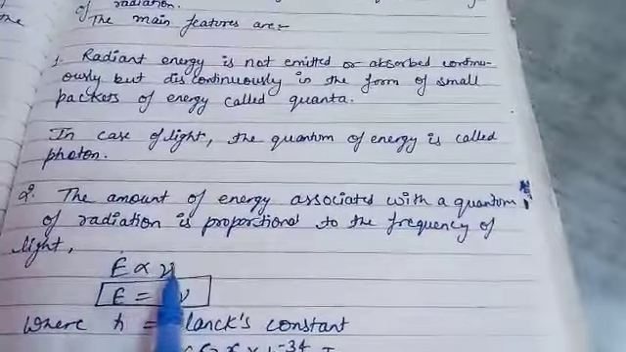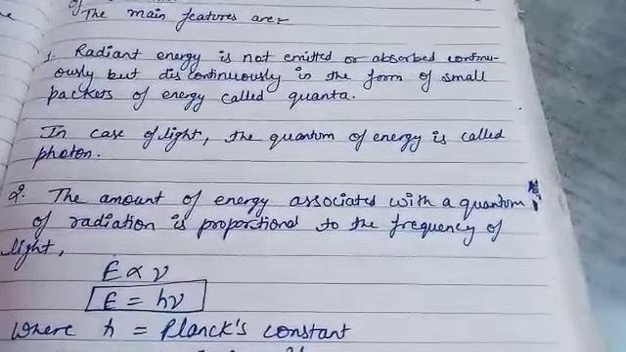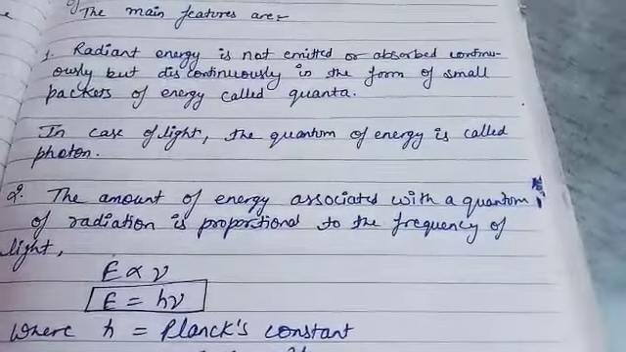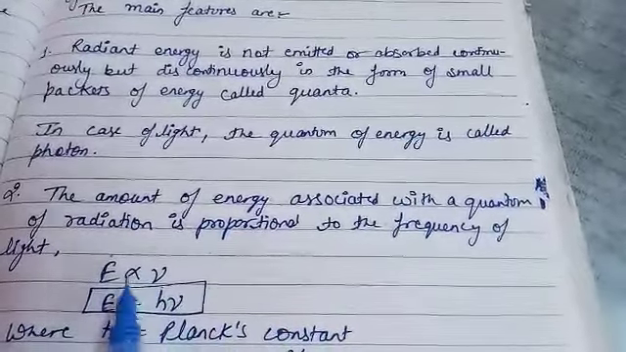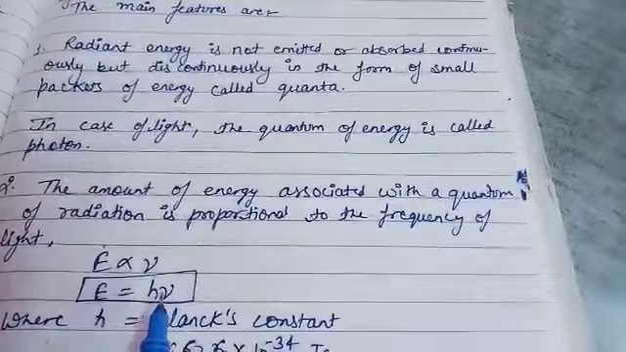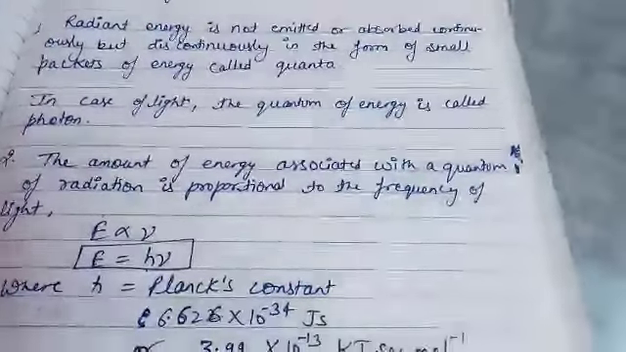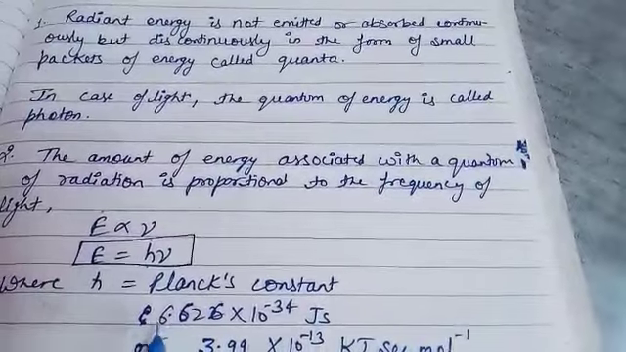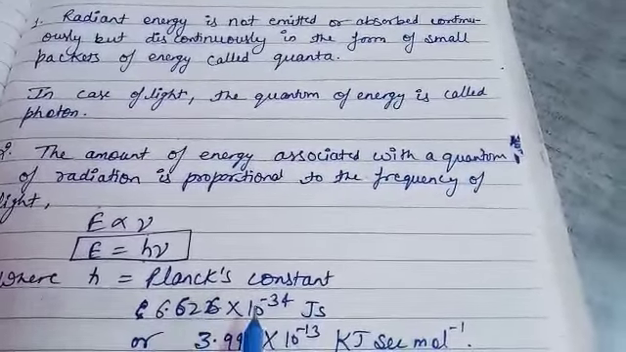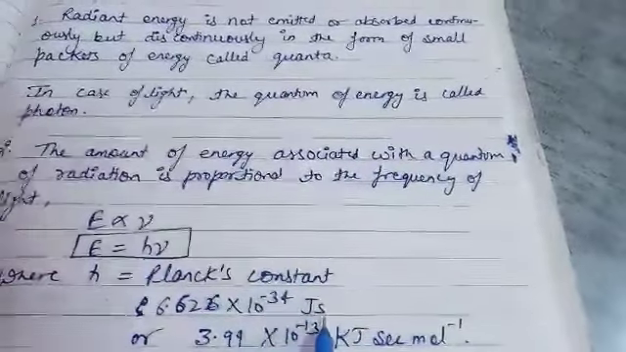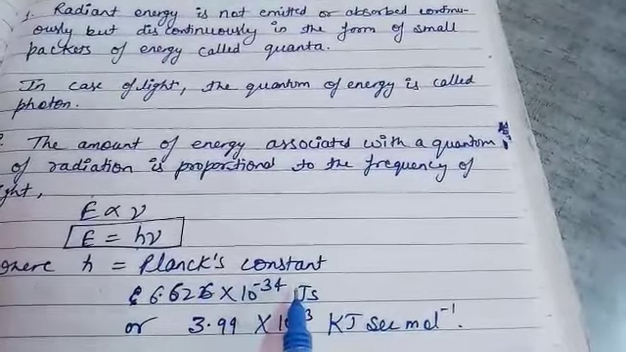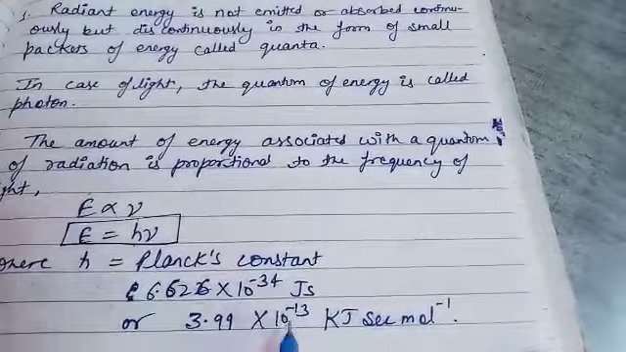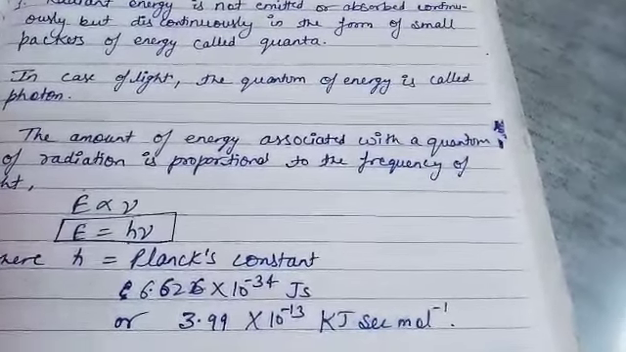Now, he gave one relation also: E is directly proportional to nu, meaning the amount of energy associated with a quantum of radiation is directly proportional to the frequency of light. And when you remove this proportionality sign, we have one constant, known as the Planck constant. Why? Because Planck gave the theory, that's why it's the Planck constant. And you have to learn one value: 6.626 into 10 to the power minus 34 J s, joule second. Mainly we will use this value only, otherwise we have another also: 3.99 into 10 to the power minus 13 kilojoule second per mole.